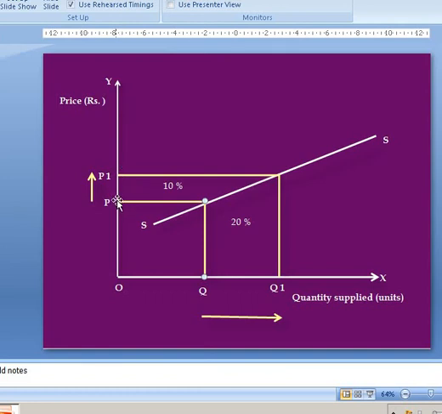If you see the distance between P and P1, is this length smaller as compared to this length, which is longer? Right? This distance is small while this distance is big, isn't it? So this distance is your change in price, while this distance is your change in supply. Thank you.